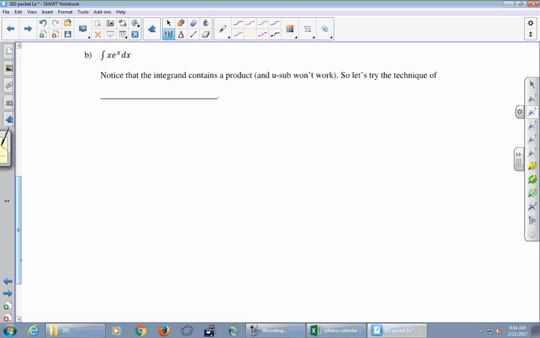How about this guy right here? x e to the x. It says the integrand contains a product, x e to the x, but a u substitution won't work. The thing that makes this guy different from the previous one is that it's just x up there. And what's the derivative of that x? It's 1, which is not here. So letting u equal that red x is not going to work.